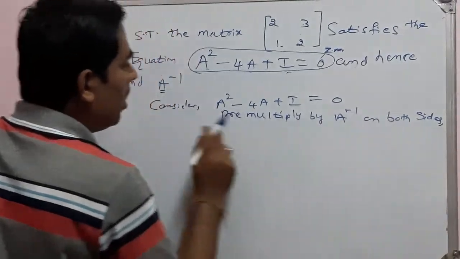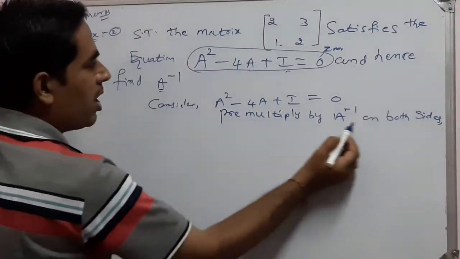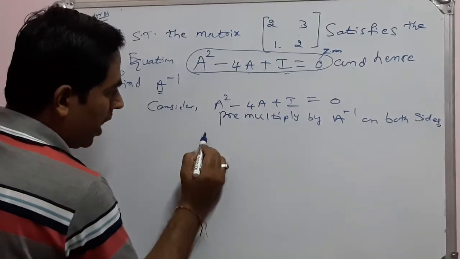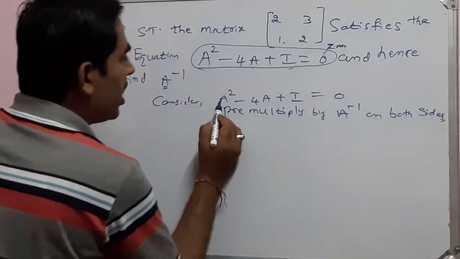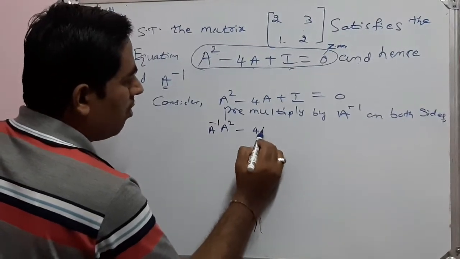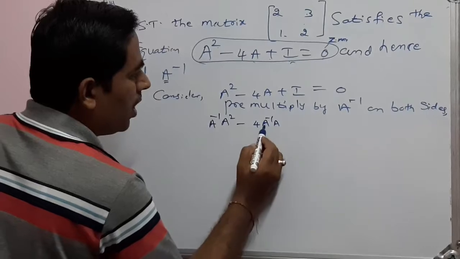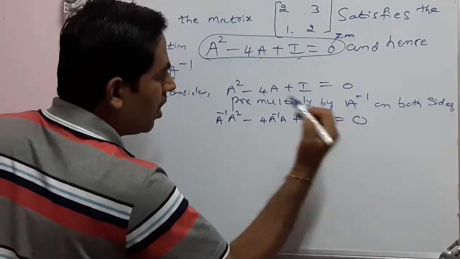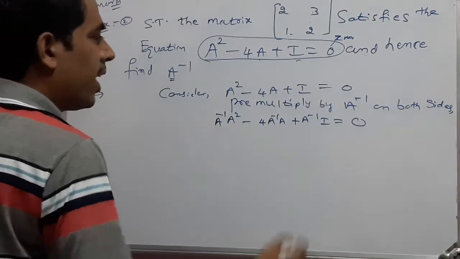This is the method here. You have to multiply both sides by A inverse. We don't want to use the formula here. So I will multiply every term by A inverse. So, A inverse A square, then minus 4 A inverse A plus A inverse I. The right hand side will be 0, as the 0 matrix into A inverse is 0.